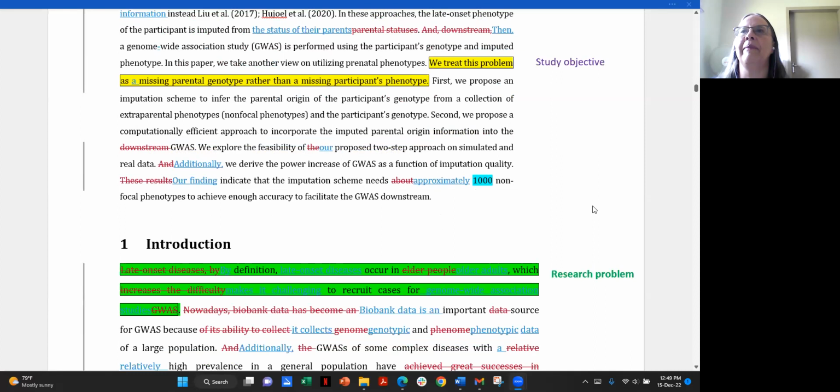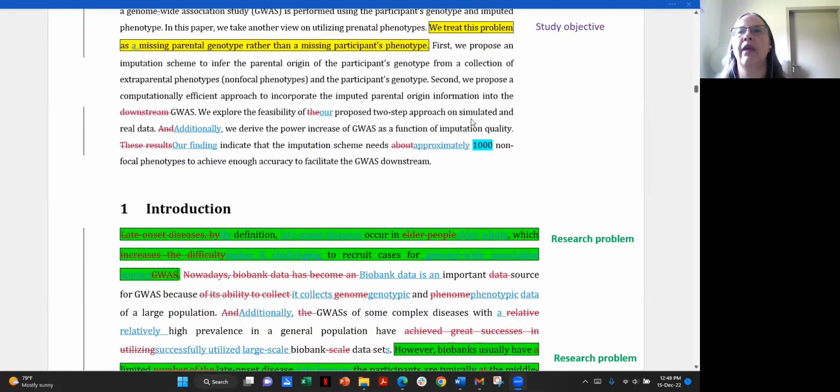Another little thing that was picked up when I read through the whole manuscript was that here in blue, they've said our findings indicate that the imputation scheme needs approximately 1,000 non-focal phenotypes. So that's a result. What I did then was check through the paper, and at all other instances in the paper, it refers to 100 non-focal phenotypes. That's a huge discrepancy.